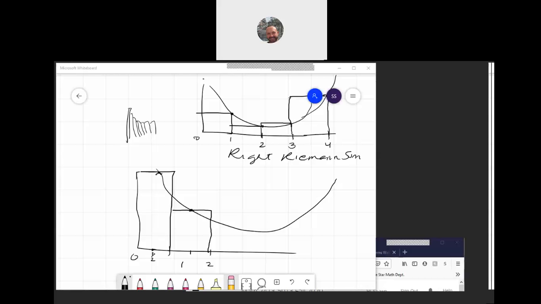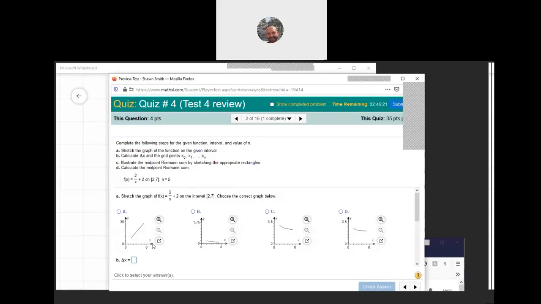So here's a little bit more for this question, exactly what I was just talking about. Sketch the graph. So the graph is 2 over x plus 2. So you find the right one. Let me just show you the answers. 1 over x plus 1 is changed.